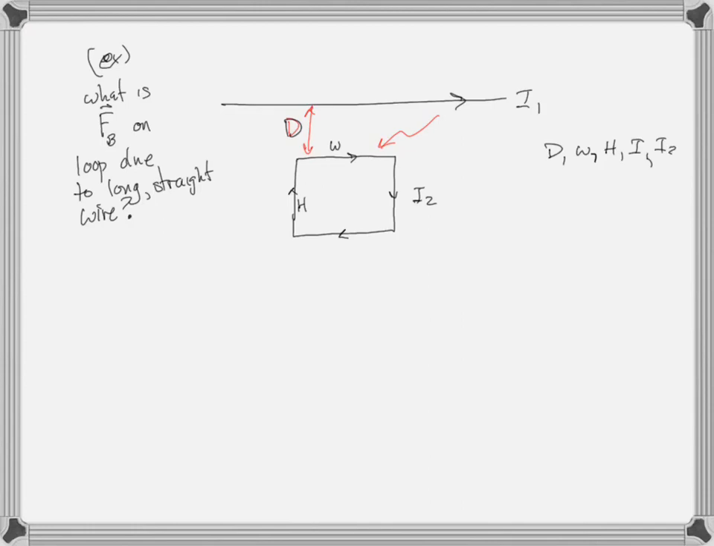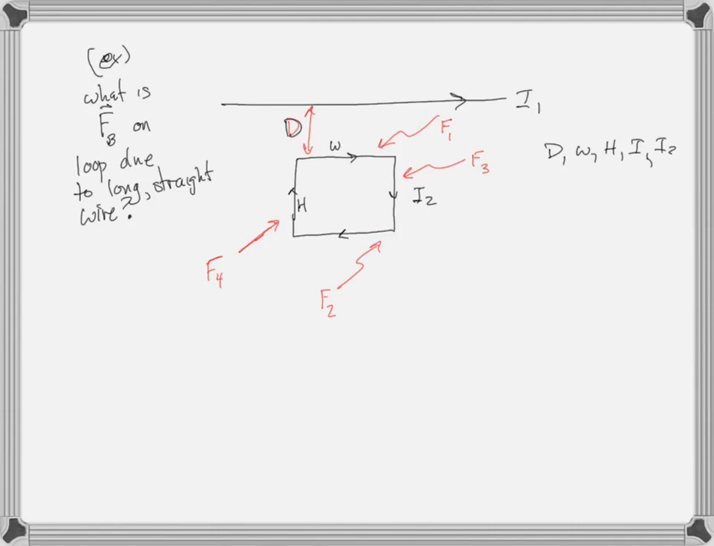Once again, the side closest to the current and the side farthest away from the current are going to feel different forces because they're different distances away, and the magnetic field gets smaller as we get farther away. But they're still parallel wires, so we can figure those out. We'll call the force on the side closest force 1, the side farthest away force 2, the force on the right side force 3, and the force on the left side force 4. So let's calculate those four forces separately.